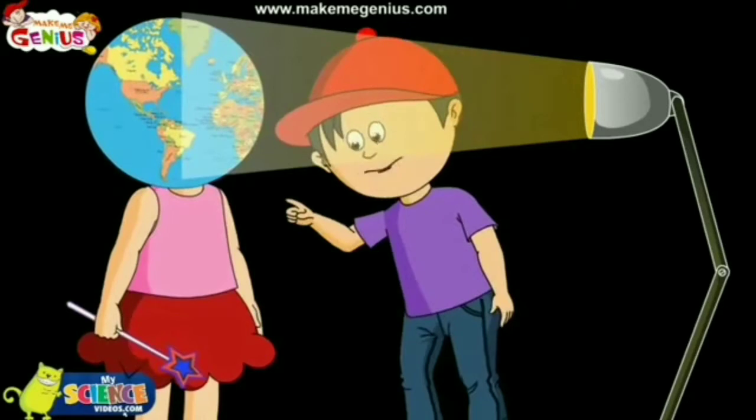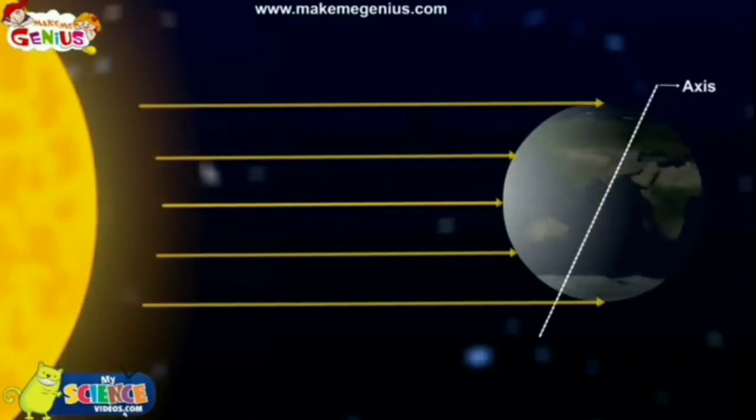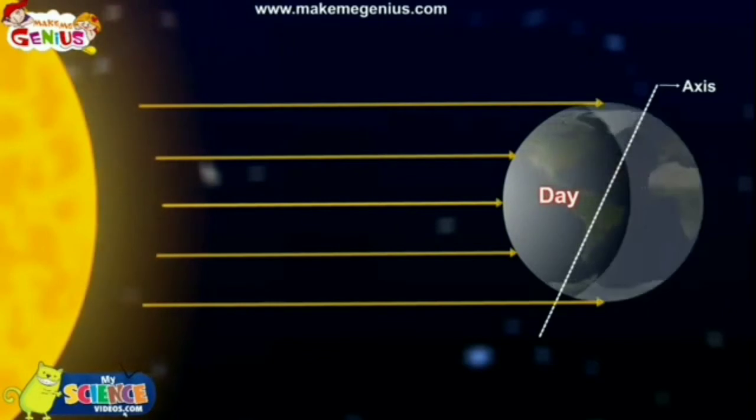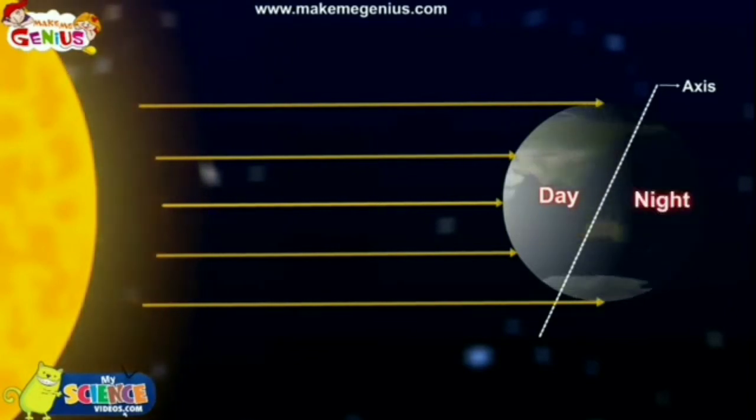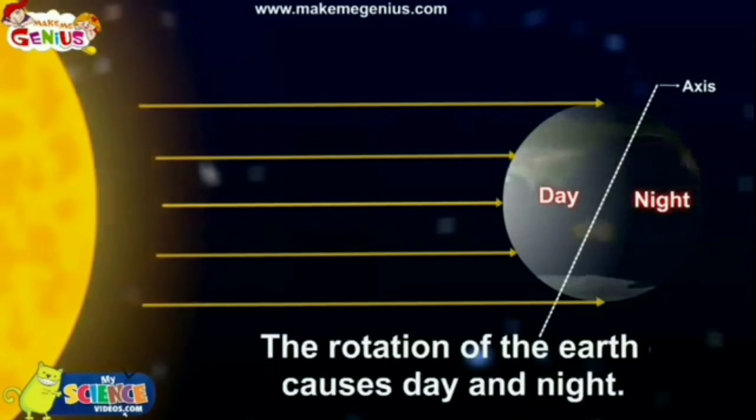Night here now. When the earth rotates from west to east, only half of it faces the sun. This half, which faces the sun, has day. And the other half that does not get sunlight has night. When the earth rotates, day changes to night and night changes to day. So, the rotation of the earth causes day and night.